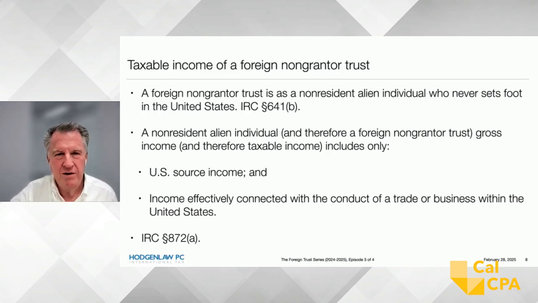And I don't put it here, but the tax rules that apply are section 871, which says that fixed, determinable, annual, or periodic income, passive income, is taxed at 30% of gross. And effectively connected income, if there's a U.S. trade or business, is taxed on net income. You're allowed to take deductions just like a resident taxpayer. So that's the way it works. So if you've ever done a 1040-NR for a non-resident alien individual, you know exactly how the taxable income is computed for a foreign non-grantor trust.